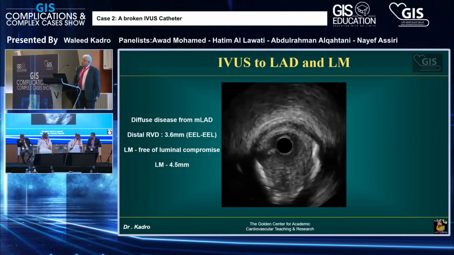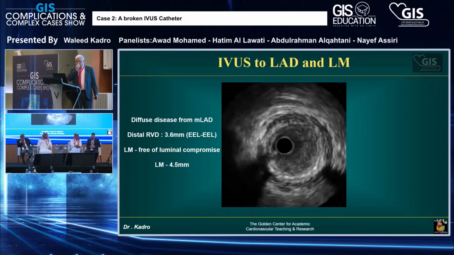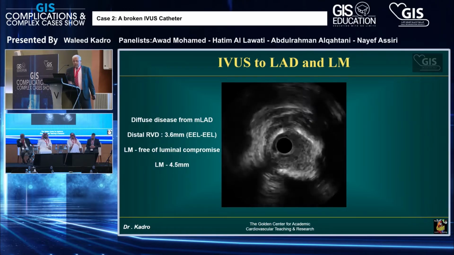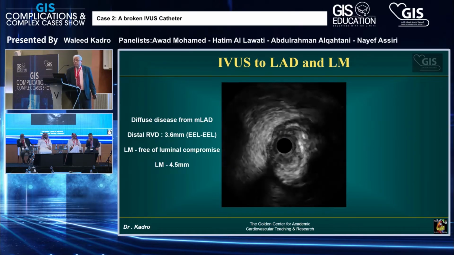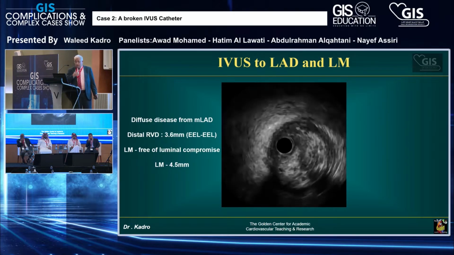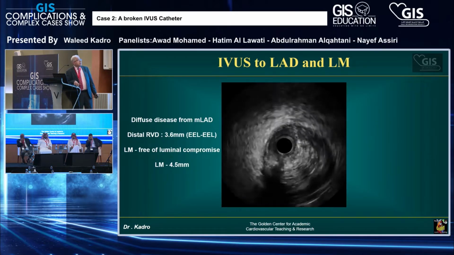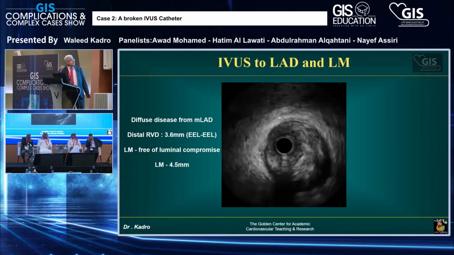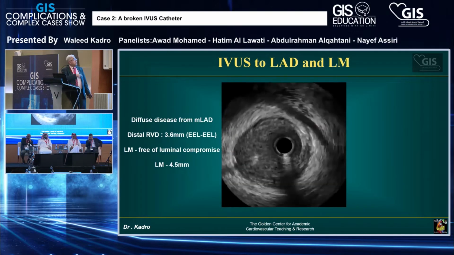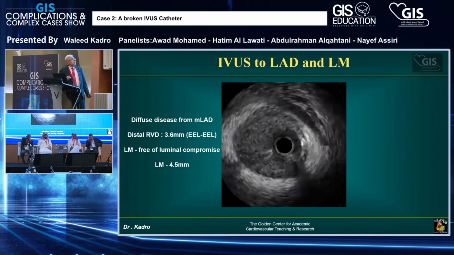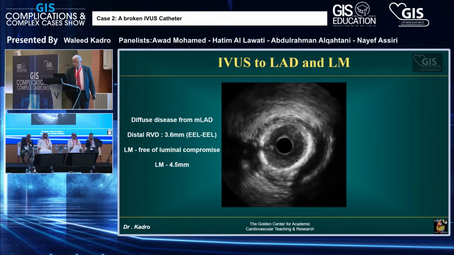But we decided to do IVUS of that lesion, and it showed significant plaque burden in the LAD from the mid segment, and the reference vessel diameter was 3.6 millimeter. If you go pulling back, there is significant plaque burden reaching the ostium of the LAD. And if we continue until we enter the left main, it has minor plaque burden, no significant stenosis, and a good left main with a diameter of 4.5.